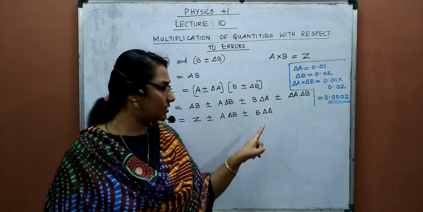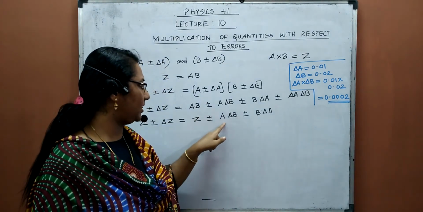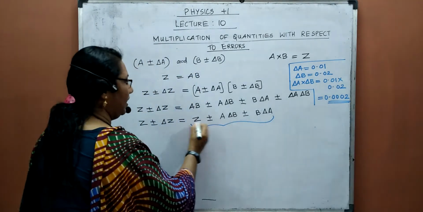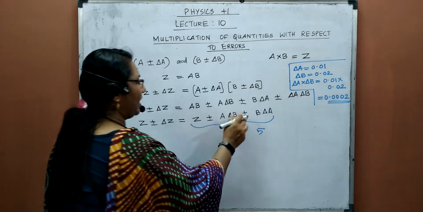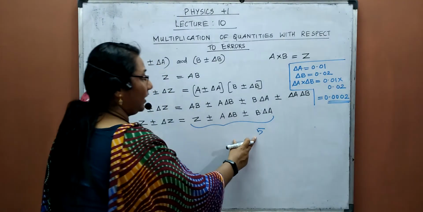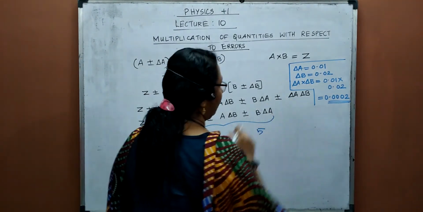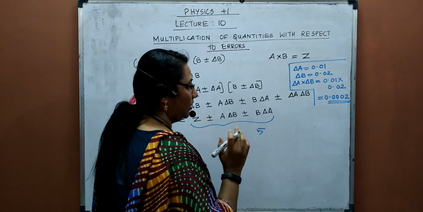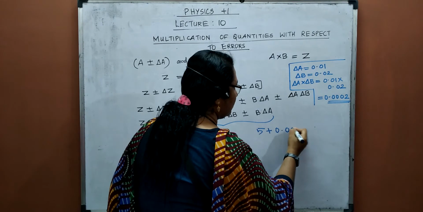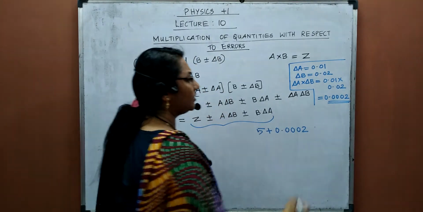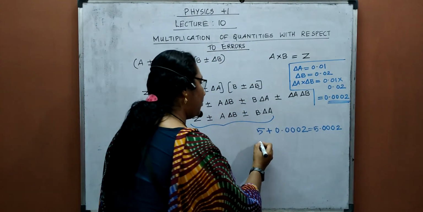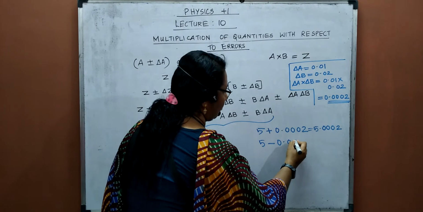Suppose the value of plus or minus A delta B plus or minus B delta A, when adding all of this, we got 5. To this 5, we are going to add or subtract delta A delta B. Suppose we take plus. The value is 0.0002. What is the effect? 5.0002. Is it clear?